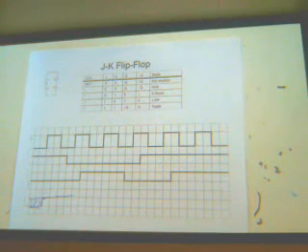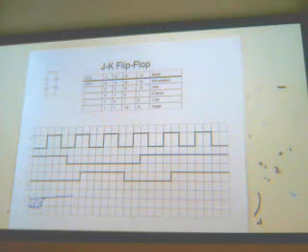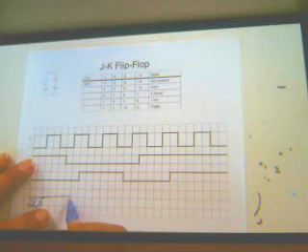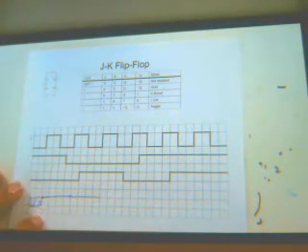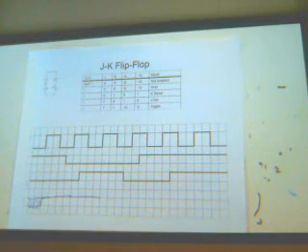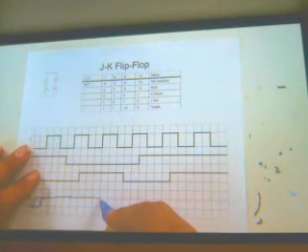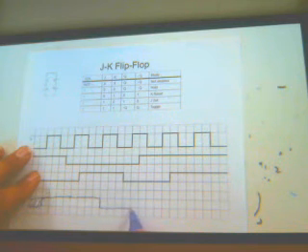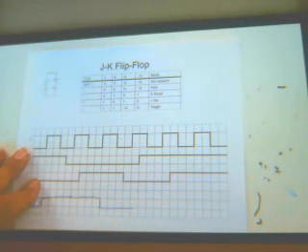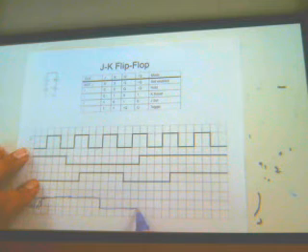So we have J at 0 and K at 0. What does that mean according to our truth table? No change. So we have to wait until the next leading edge. Okay. Now what? J is 0, K is 1. So Q should be 0. No change until the next leading edge. Now what should we be doing here? There's 0 and 0, and that means no change. Go to the next leading edge.